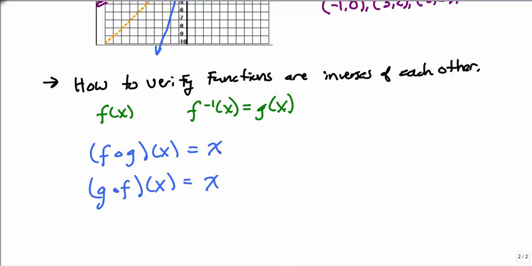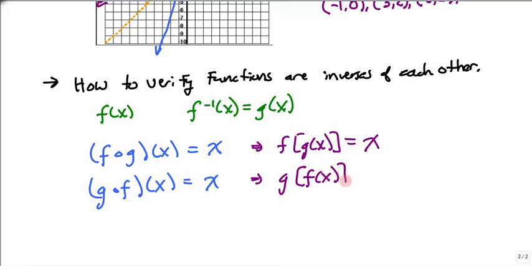Now another way to think about composite, of course, is f of g of x. That means I take g of x and plug it into f. Or I can check the other way and say, let's take f of x and plug it into g, and if I get x back out, that tells me that the function and the inverse that's listed are actually a function and inverse of each other. So we have to be really careful when we're trying to verify this. You have to be careful about how you plug them in.